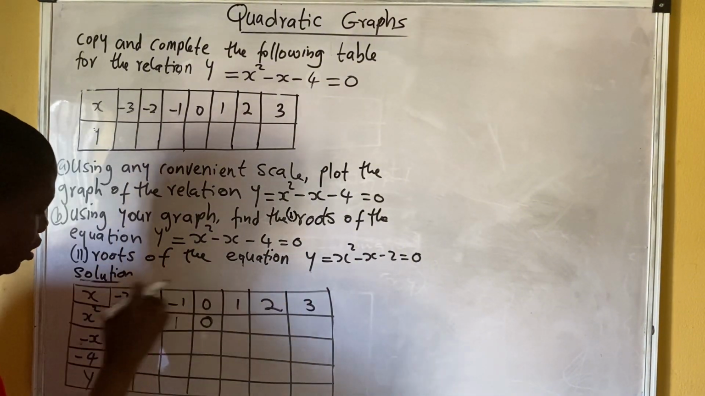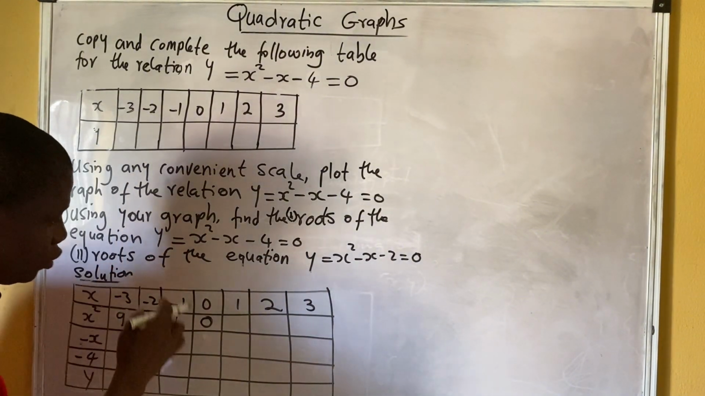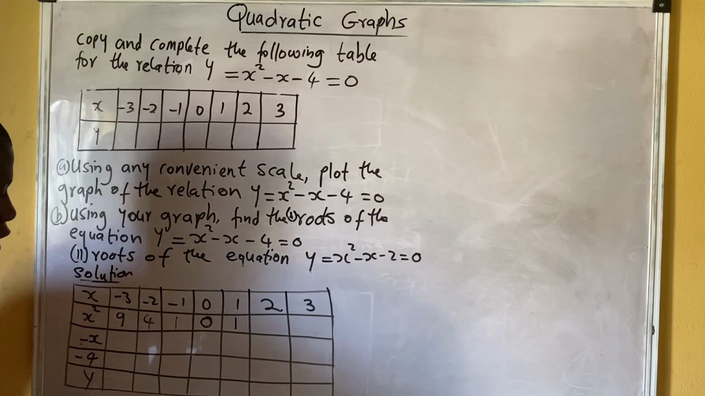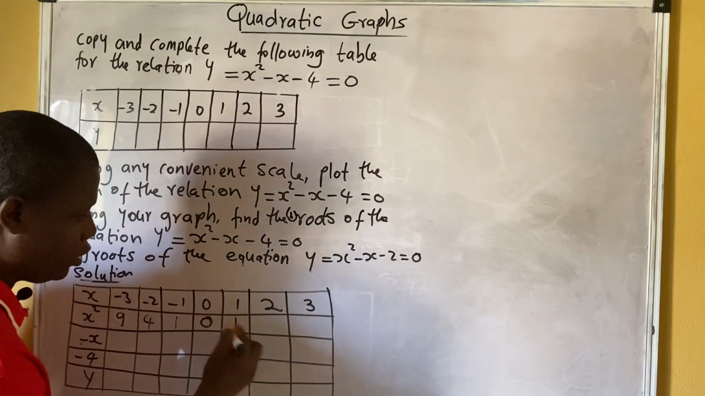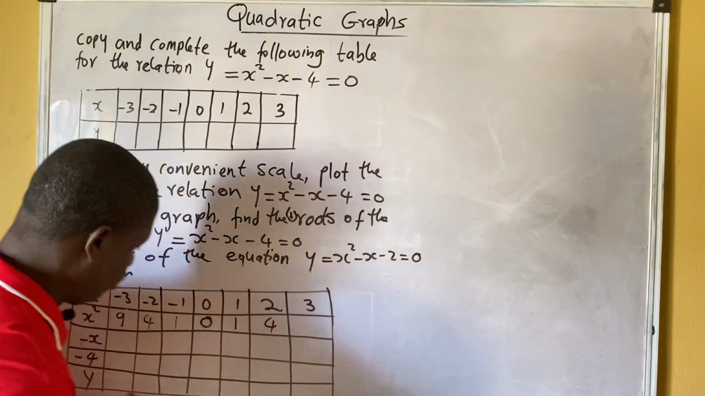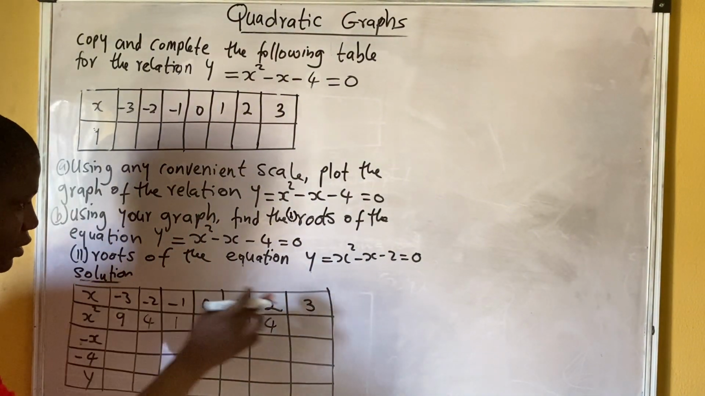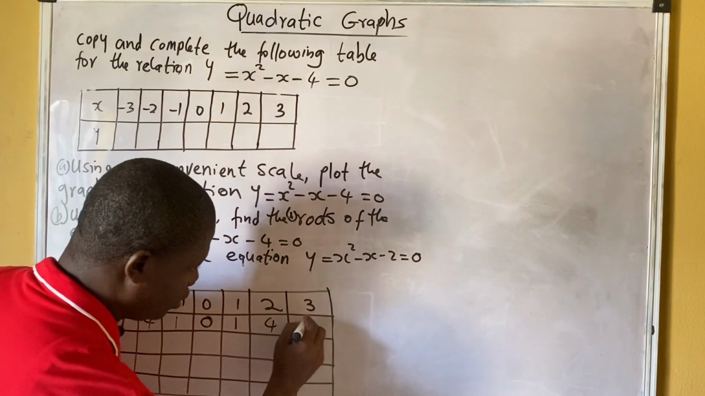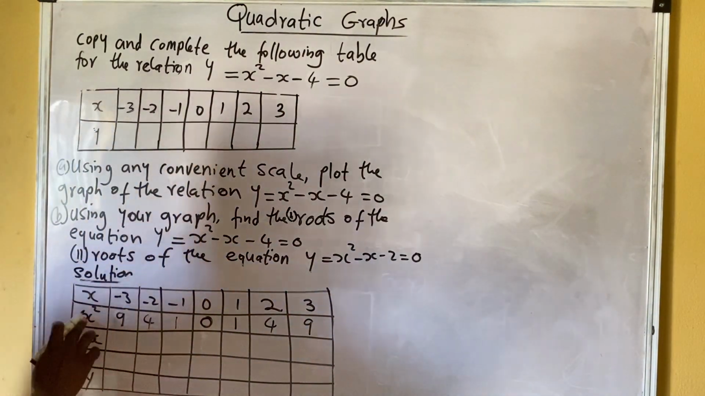When x is 1, what is our x squared? 1 raised to the power of 2, that is 1. And when x is 2, our x squared will be 2 raised to the power of 2, that is 4. And when x is 3, what is our x squared? 3 raised to the power of 2, that is 9. Okay? So we are done with x squared.